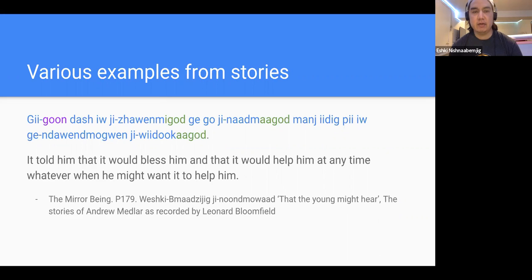Manjidik P, whenever. Ge the wenda mogwen, whatever you might want. Jawidu kagut, whatever it might want to help him with. So the agut is the B form of the using the obviated person to the main character, or to the proximate person.